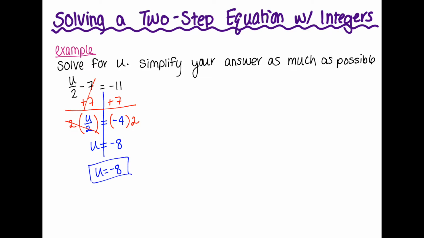To check your work, you can always plug this number in to the original equation instead of u. So it was u over 2. I'm going to put negative 8 over 2 minus 7 equals negative 11. Negative 8 divided by 2 is negative 4. Negative 4 minus 7 equals negative 11, and yes, it does. Negative 11 is equal to negative 11. We got the same answer on both sides of the equal, which means that is the correct answer to this problem. I'm not going to check every problem, but I always want to remind you that you can check your answers, and that's one of the most beautiful things about math is that you can do that.